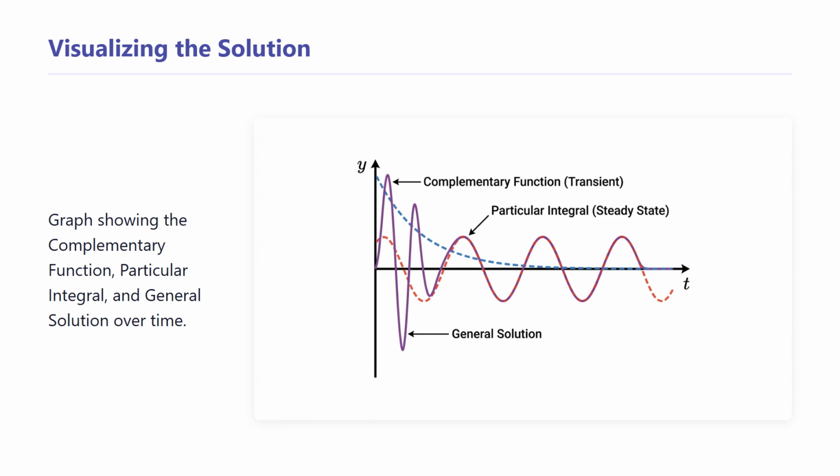Now look at the dashed red line. This is the particular integral, representing the steady state response forced by the outside environment. Finally, the solid purple line is our general solution, the sum of both. It starts off following the chaotic natural bounce, but as time passes, it perfectly aligns with the steady red line.